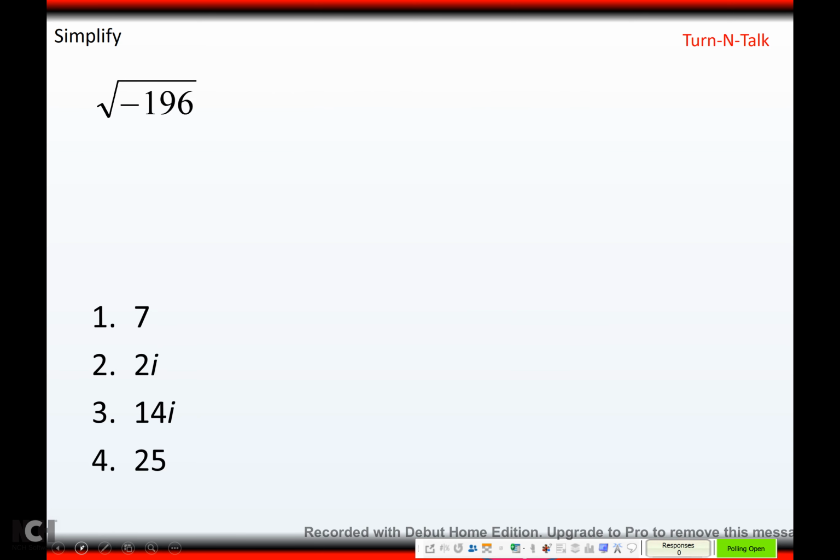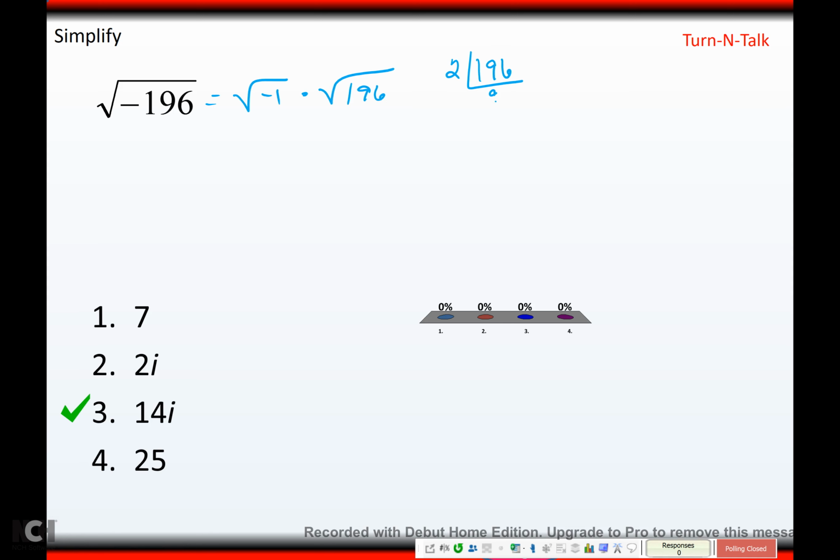Alright, try this one. Hit pause. Come back when you're ready. And you should get 14i. This is going to be the square root of -1 times the square root of 196. Break down 196. By 2 is 98. By 2 again is 49. By 7 is 7. So I have a pair of 2s, which makes the square root of 4, which is 2. I got a pair of 7s, which makes the square root of 49, which is 7. So this becomes i times 2 times 7, which gives me 14i.